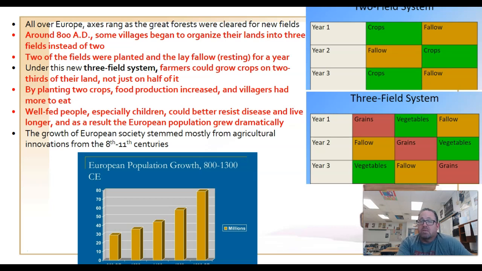And so over time, starting in around 800, they came up with the three-field system. And what's that, you ask? Well, instead of leaving 50% of the land fallow, they only left a third. Okay, so that's like 33 1/3%. So that meant 67% of the land, the vast majority of the land, was in cultivation.